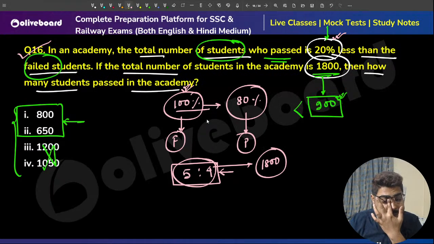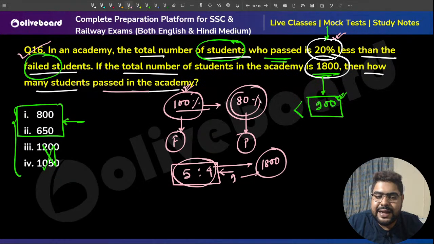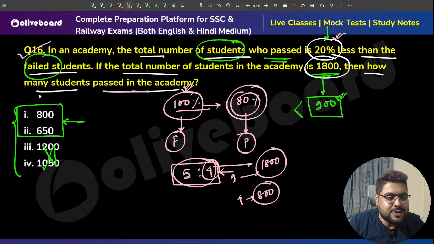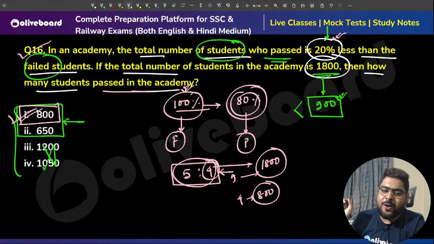So 5 plus 4, that is the total students, 9 units is worth 1800. Sir, the number of students who passed is 80%, meaning 4 parts. 4 parts will be 200 into 4, sir, 800 students. So option number 1 is your correct answer, sir. This is the proper way.